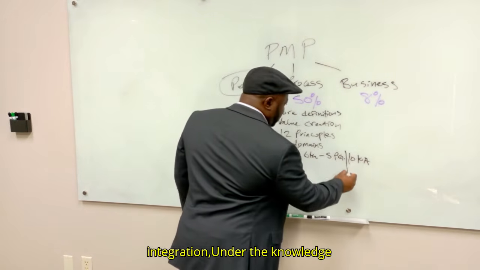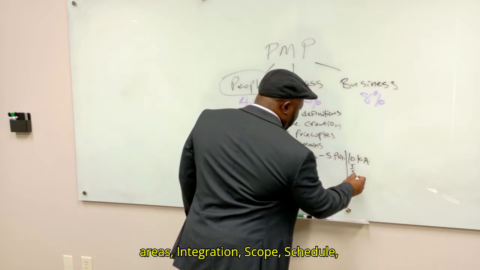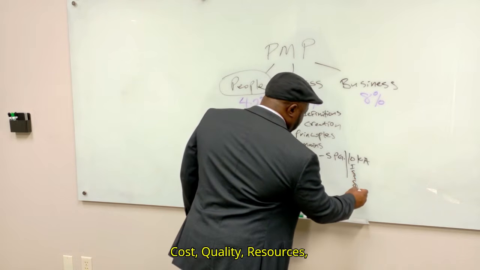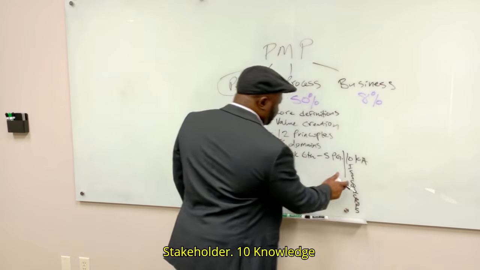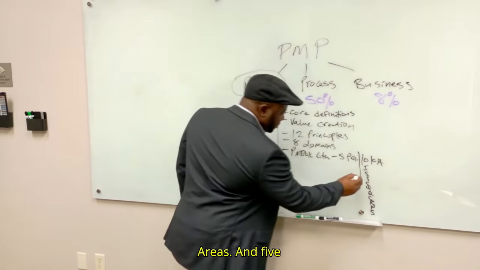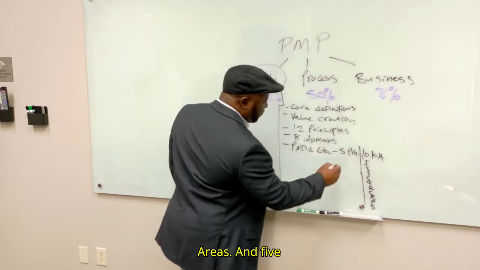Integration, under the knowledge areas: integration, scope, schedule, cost, quality, resources, communication, risk, procurement, and stakeholder. 10 knowledge areas, and 5 process groups.